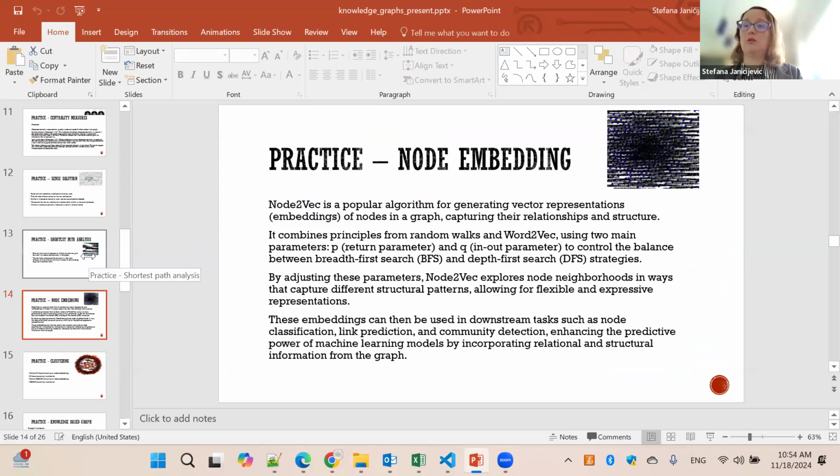And now we are going to node embedding, and maybe I must hurry because I have more advanced results. So node embedding, what can I say?